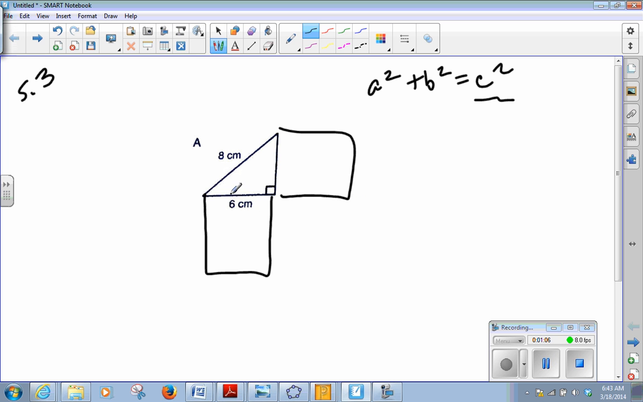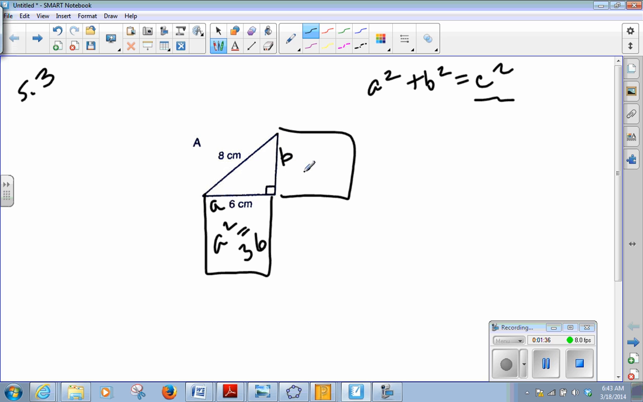side. So I'm just going to call this side A. I'm going to call this side B. I just as easily could have called this side B and this side A. It doesn't matter as long as they're the two shorter sides. So if I square this side, which is 6, I know that 6 squared is 36, because 6 times 6 is 36. Remember that squaring something means to multiply it by itself. So a squared, in this case 6 squared, is 36.